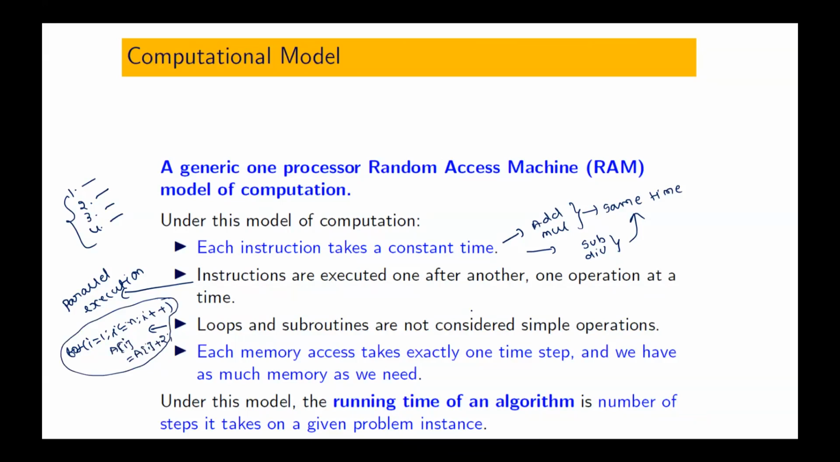Loops are not considered simple operations. Simple operations, again, take constant time. Next, most importantly, the RAM model has, theoretically, an infinite amount of memory. This is memory. And one more important thing: whether the data is here or here, irrespective of its position in the memory, we can access it in the same amount of time.